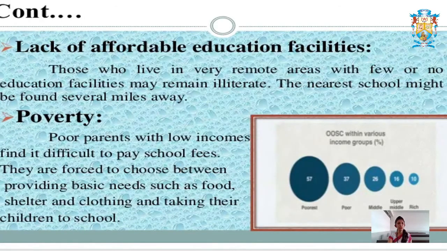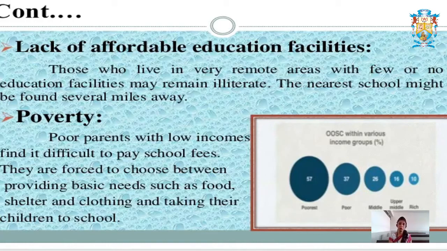Next is lack of affordable education facilities. Those who live in very remote areas with few or no education facilities may remain illiterate. The nearest school might be found several miles away. It is very difficult for the parents to afford transportation facilities. The education might be free, but if the school is several miles away, it is very difficult for the parents to provide transportation to their children.